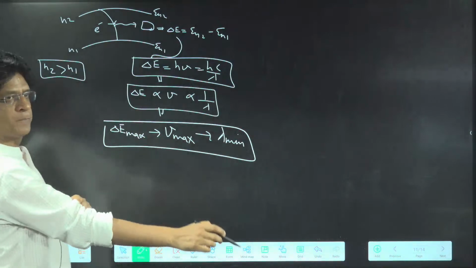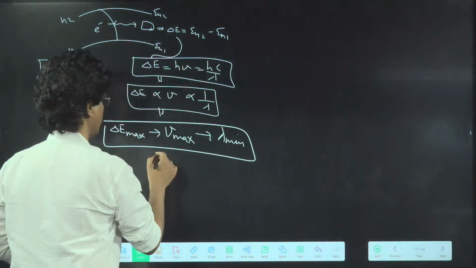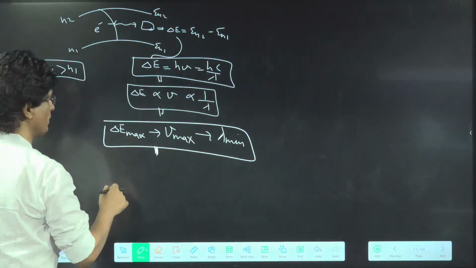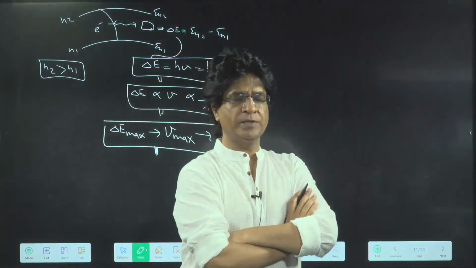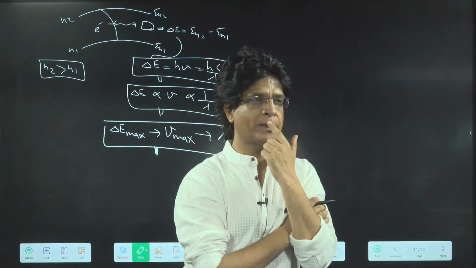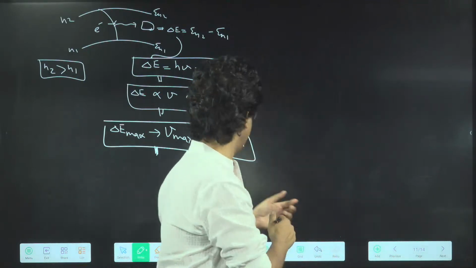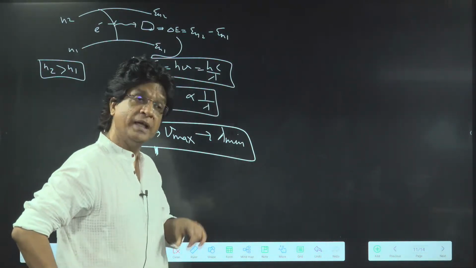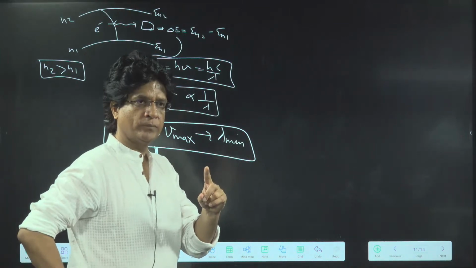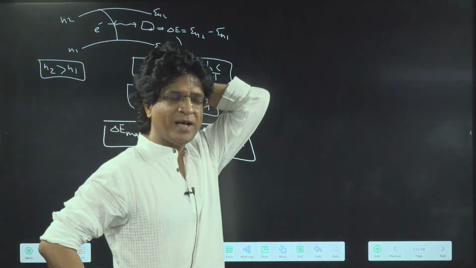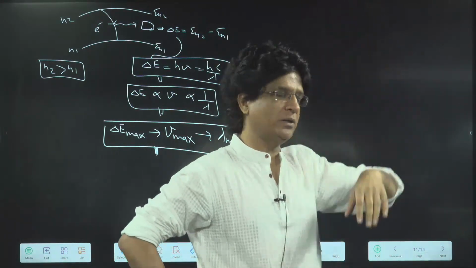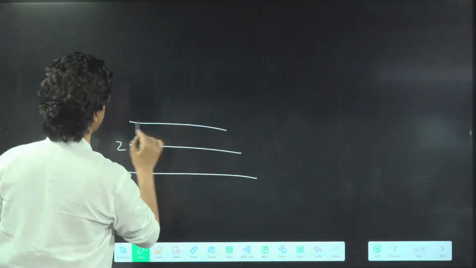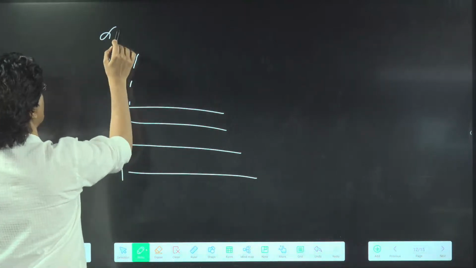Now look. If you want delta E to be maximum in the Lyman series, electron should fall from where? Come on. Infinity. It should fall from infinity. See, this is orbit number 1, this is orbit number 2, orbit number 3, orbit number 4, and so on, and this is orbit number infinity.